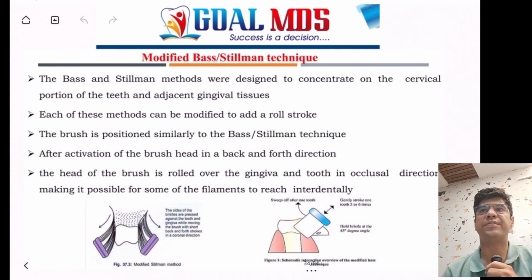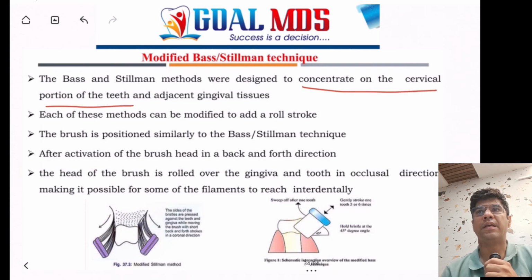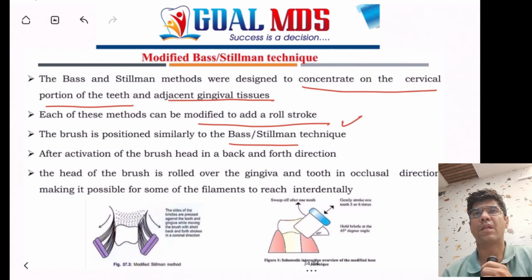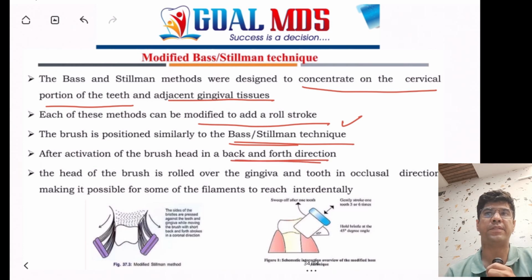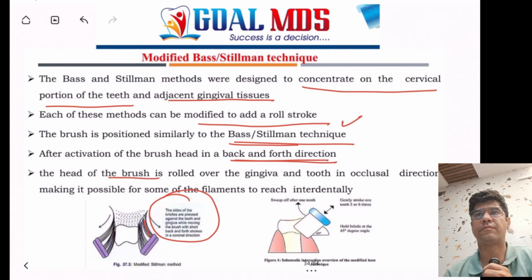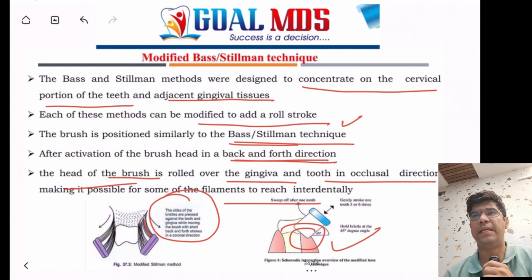The other is the modified Bass or Stillman technique. They were designed to concentrate on the cervical portion of the teeth and adjacent gingival tissue. Each of these techniques can be modified to add a roll technique. The brush is positioned similarly to the Bass technique. After activation of the brush, the head is moved in a back and forth direction. The head of the brush is then rolled over the gingiva and tooth in an occlusal direction, making it possible for the filaments to reach interproximally.